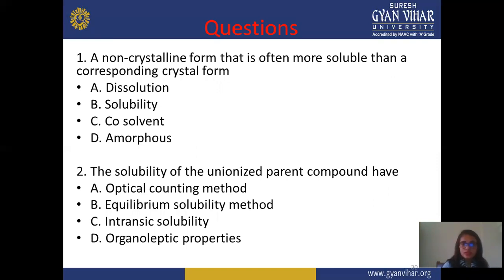And these are the questions for this topic. First one: a non-crystalline form that is often more soluble than a corresponding crystal form. In this, option A is dissolution, B is solubility, C is co-solvent, and D is amorphous. And second question: solubility of the unionized parent compound. Options are A optical counting method, B equilibrium solubility method, C intrinsic solubility method, and D organoleptic property.